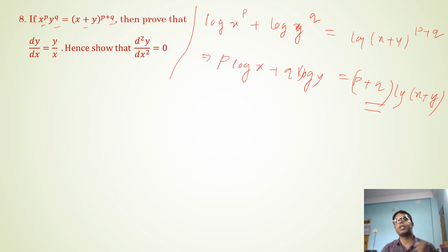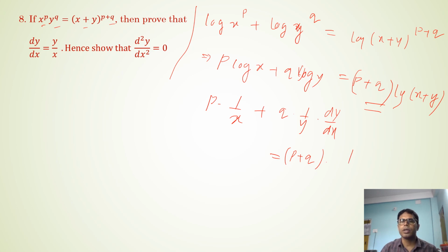Now if you take differentiation here, it becomes very easy. It is p into 1 by x, then q into 1 by y, for y it is dy dx, because p and q are constants, they remain as they are. See the right hand side, p plus q is constant, so it remains as it is, and the log function differentiation gives 1 by x plus y, and the derivative of x plus y is 1 plus dy dx, because x differentiation is 1 and y differentiation is dy dx only.